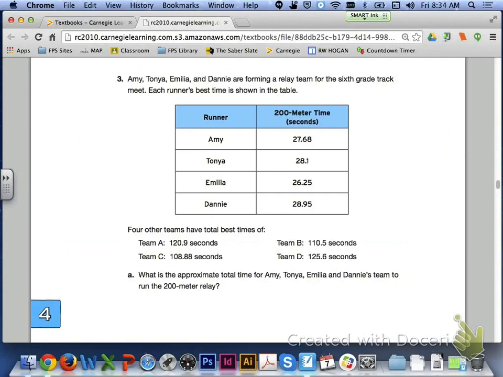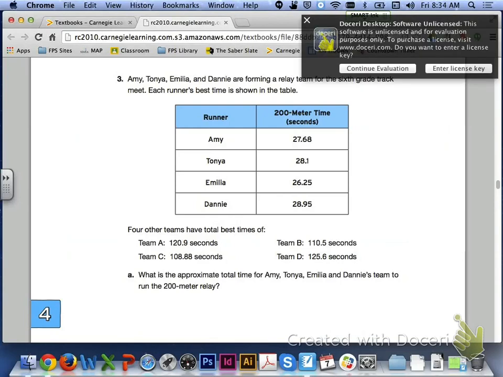We are going to skip number 2 and move to page 260 and take a look at number 3. If you look at the table, Amy, Tanya, Amelia, and Danny are forming a relay team for the 6th grade track meet. Each runner's best time is shown in the table. So if you take a look at the table, you can see all of the runners and their time for the 200-meter race.